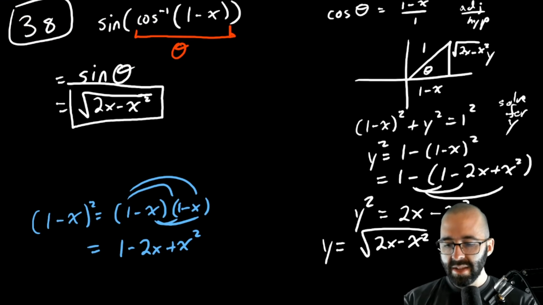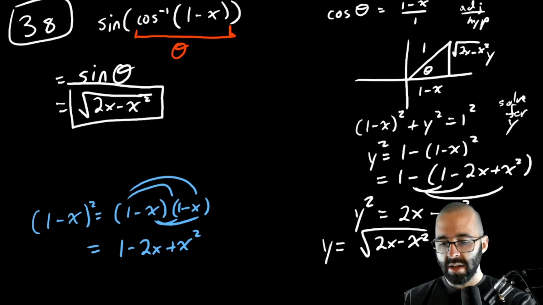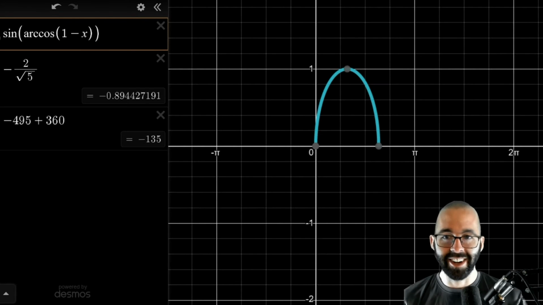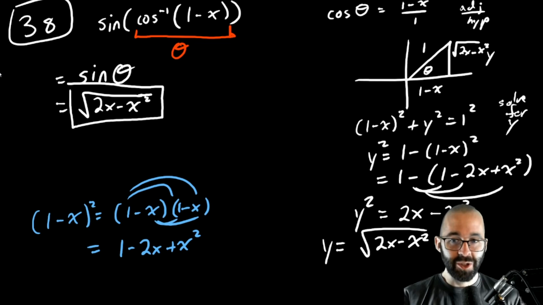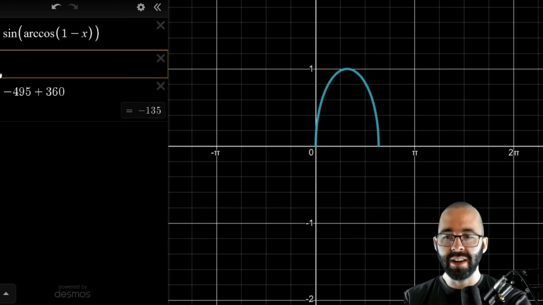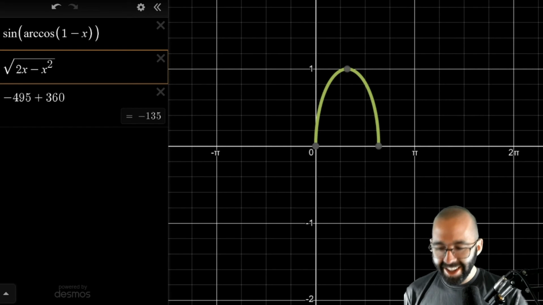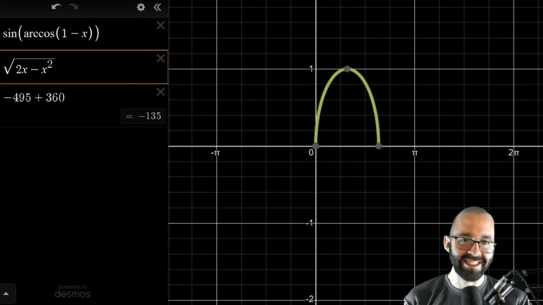But watch this. The sine of arc cosine of 1 minus x. I haven't tested this either. I don't know if this will work. It won't blow your mind if it doesn't work. I told you that this is the same thing as the square root of 2x minus x squared. Oh! Look at that! It's the same thing! So we can check our answers. These two things are the same thing.